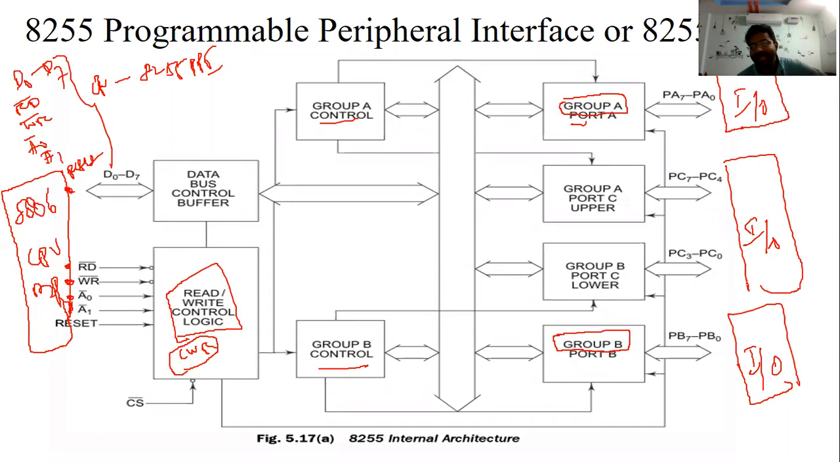Again, these are 8-bit ports. But see here, this port C is divided into 4 bits: 4 bits upper and 4 bits lower.